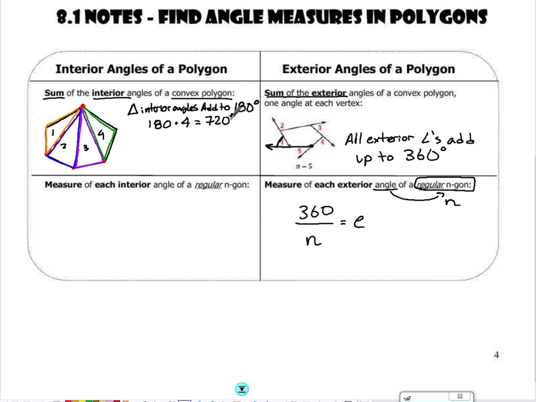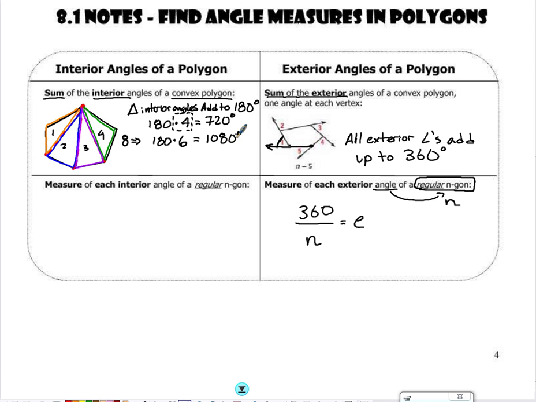Now the interesting thing about this is the number of triangles that we found is always 2 less than the number of sides. So for example, when I look at an 8-sided figure, that's going to create 6 triangles. I'm going to multiply that by 180 degrees. When I do 180 times 6, I end up with a sum of 1080.